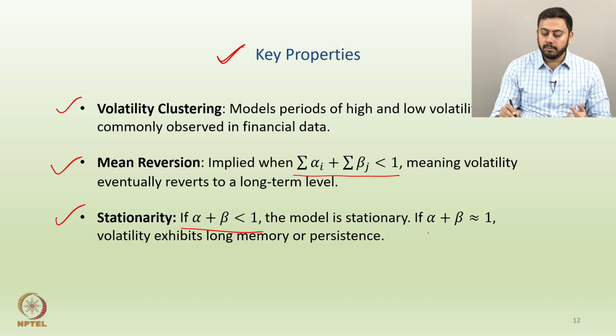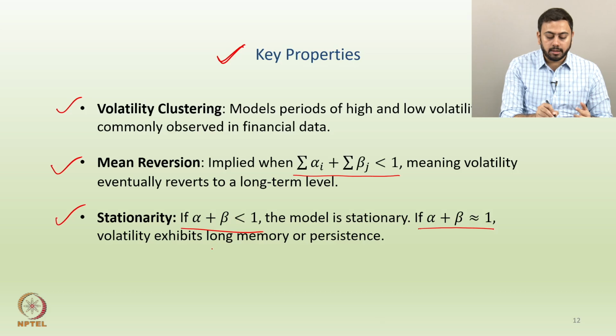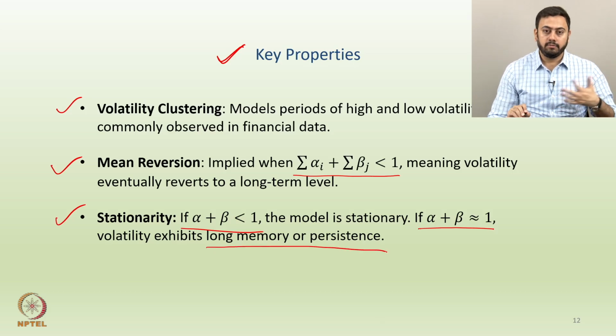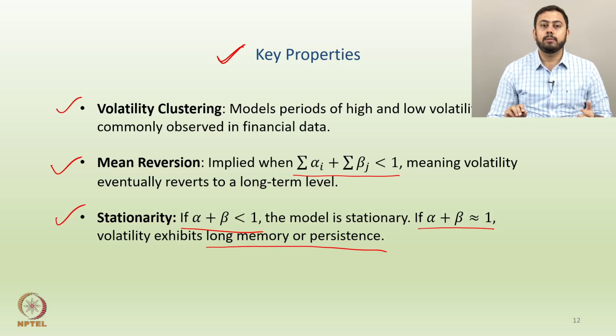On the other hand, if alpha plus beta is really close to 1 or almost equal to 1, then the volatility exhibits some long memory or persistence. I am sure that by this time you should know what we mean by long memory; we had an entire week where we discussed long memory and persistence in the underlying time series. So, these conditions pertaining to a GARCH 1-1 model could mean mean reversion or stationarity, and if alpha plus beta is very close to 1, the changing variance exhibits long memory or persistence properties.